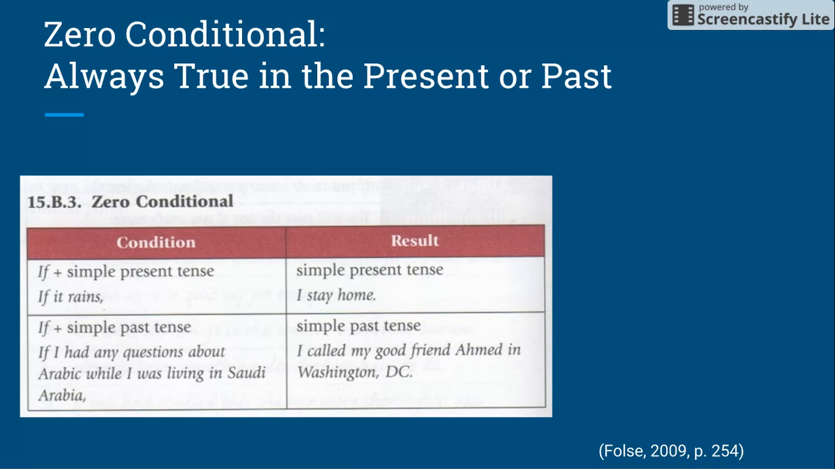The zero conditional is one that's always true in the present or the past. Notice that the tense is the same in both clauses. We have the simple present tense as part of the condition, and the simple present tense as part of the result. This is a very straightforward conditional for students to learn, and it could be taught alongside the present tense.